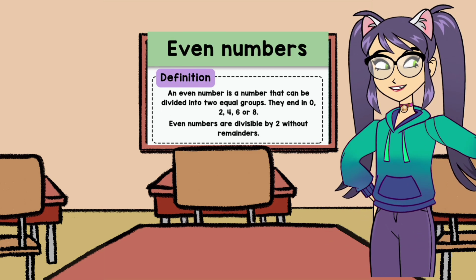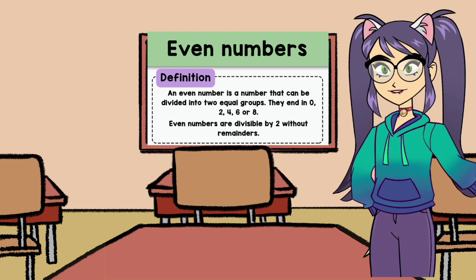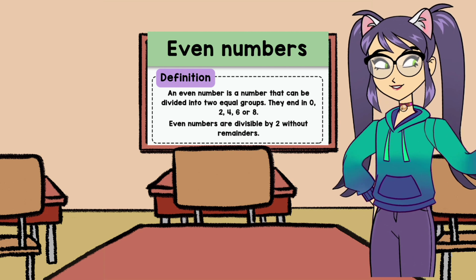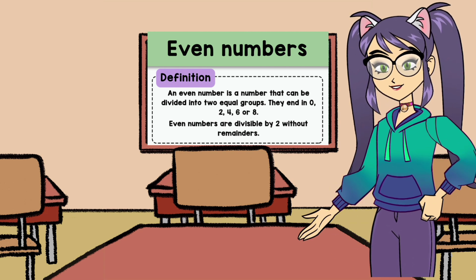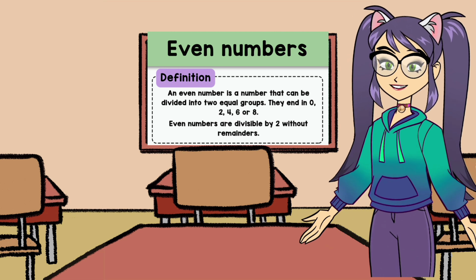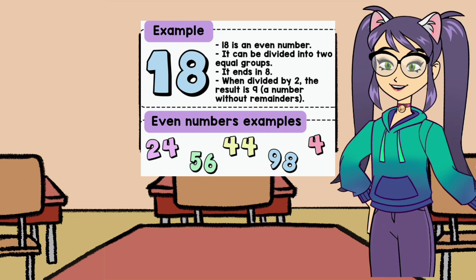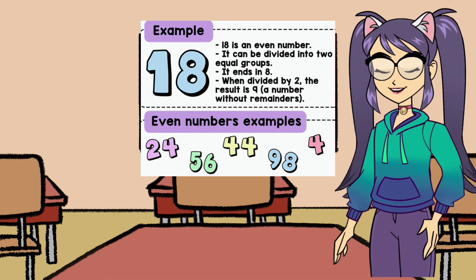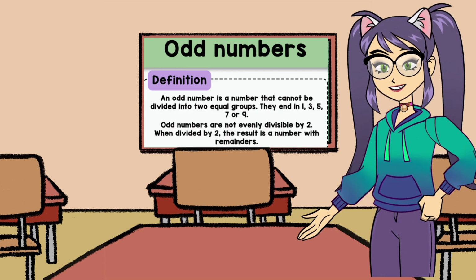Hello friends, what is odd and what is even number? The even numbers are those numbers which end with 0, 2, 4, 6 and 8. The number which has these digits at their ones place, or we can say at the end, is called even numbers.